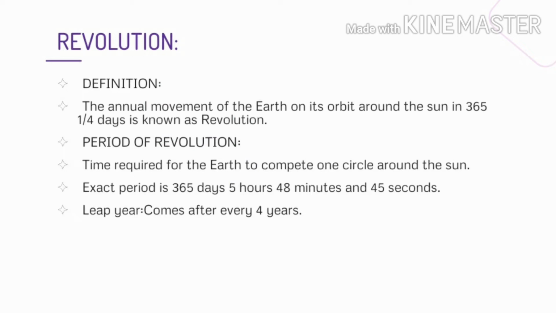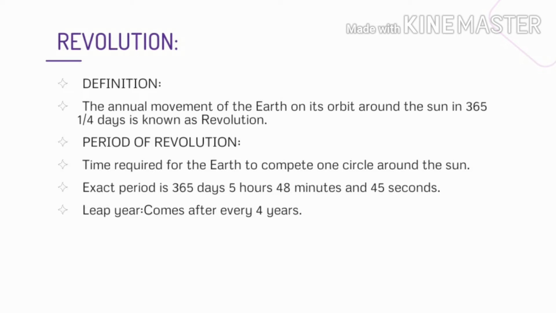So what exactly is revolution? It's defined here in this slide. It is the annual movement of the Earth on its orbit around the Sun in 365.14 days, and it is known as the revolution. When Earth is moving around the Sun on its own path, that path is known as the orbit, and it takes 365.14 days to complete one revolution around the Sun. It is always moving in an anti-clockwise direction, from west to east. That movement is known as revolution.